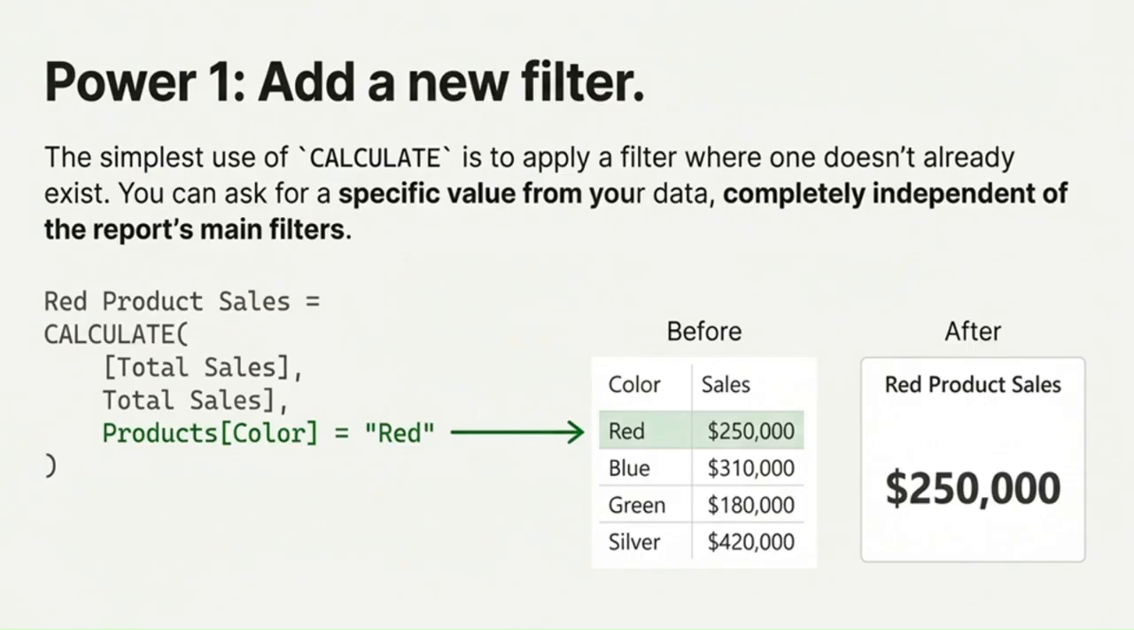You can ask for a specific value from your data completely independent of the report's main filter. So, for example, here we calculate total sales only for red colored products. Regardless of what the report is showing, CALCULATE injects a new filter, product color equal red, into the calculation. This allows us to isolate specific slices of data without changing the report visuals.